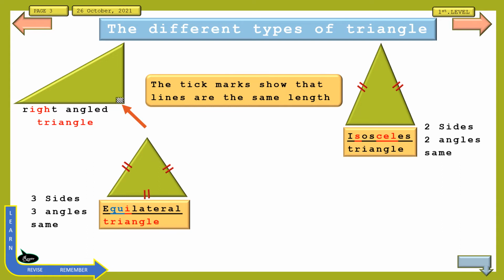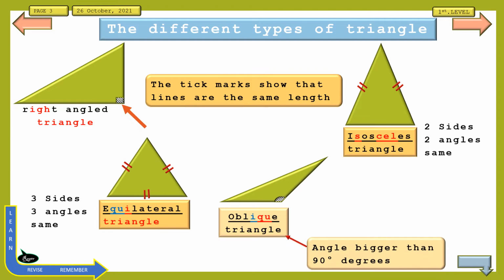This is an equilateral triangle. All 3 sides are of equal length, hence the name equal. Because they are all the same length, all 3 angles must be the same, and because of the rule that a triangle has 180 degrees, then each angle must be 60 degrees.